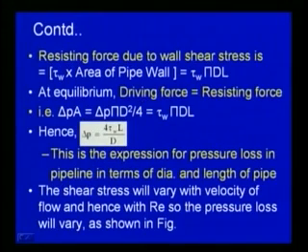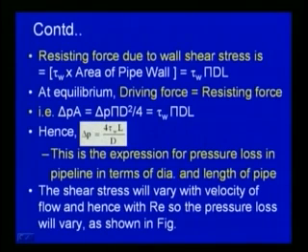So, at equilibrium, as we have seen, the driving force is equal to the resisting force. So, delta P into A, that is delta P into pi d square by 4, is equal to tau W into pi d L. Finally, we can write delta P is equal to 4 tau W L by d. This is the expression for pressure loss in a pipeline in terms of diameter and length of the pipe. We have already seen the Hagen-Poiseuille equation earlier, so here we get the pressure difference in terms of the wall shear stress.